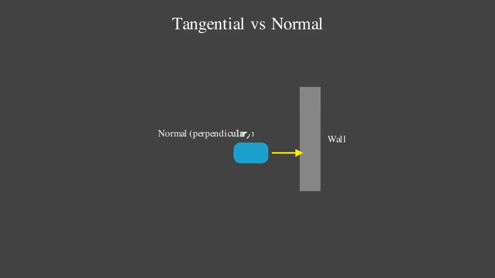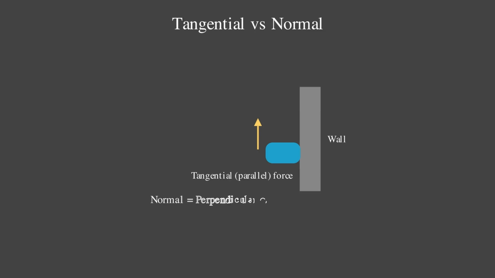Now let us understand the word tangential. Tangential means along the surface or parallel to the surface. When you push straight into a wall, you're applying a perpendicular force. It is also called a normal force. But if you rub your hand along the wall, you're applying force parallel to the wall. That's a tangential force. So remember, normal means moving perpendicular to the surface, and tangential means moving along or parallel to the surface, not into it.